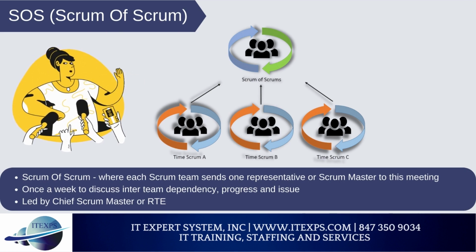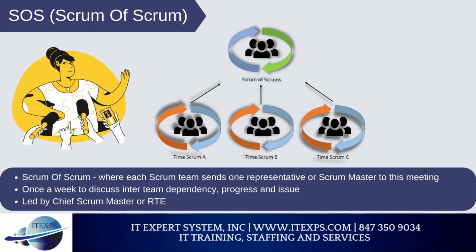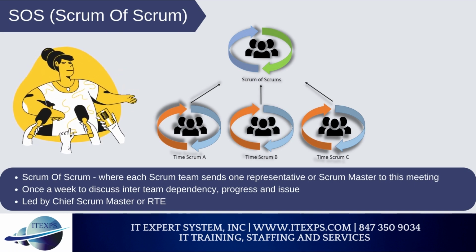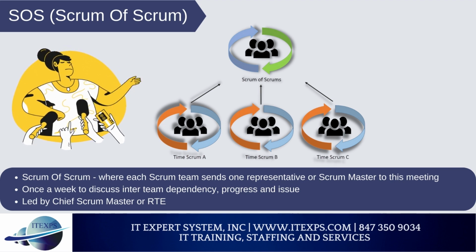Scrum of Scrums, where each Scrum team sends one representative or Scrum Master to this meeting once a week to discuss inter-team dependency, progress and issues. Led by Chief Scrum Master or RTE.